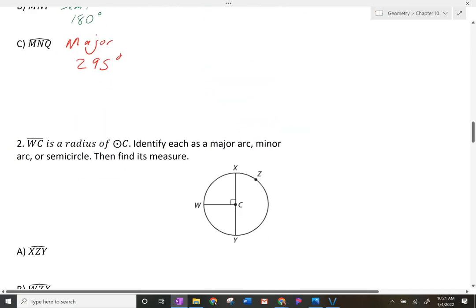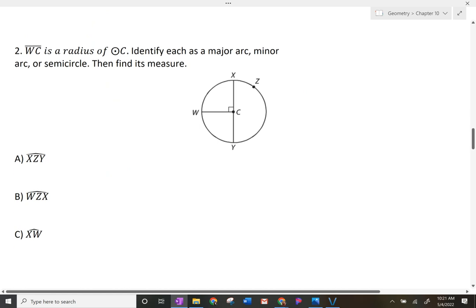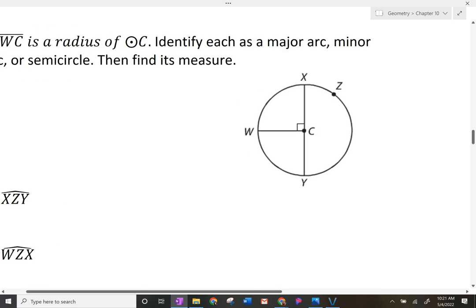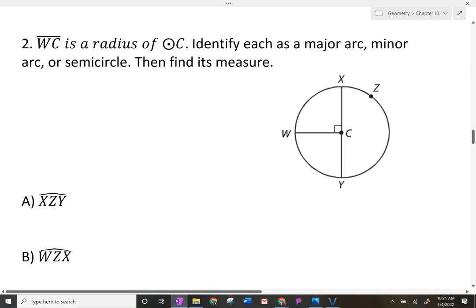Okay, I'm not going to fight too much on the degrees right now. These ones are just going to be 90, 90, and 180, so it's pretty simple. So we'll look at this first one. I just want you to tell me minor, major, or semicircle without going through. X, Z, and then Y. So X is up here, Z, and then down to Y. What's that one? You guys can all say it. Semicircle. Fantastic. So that's a semi.